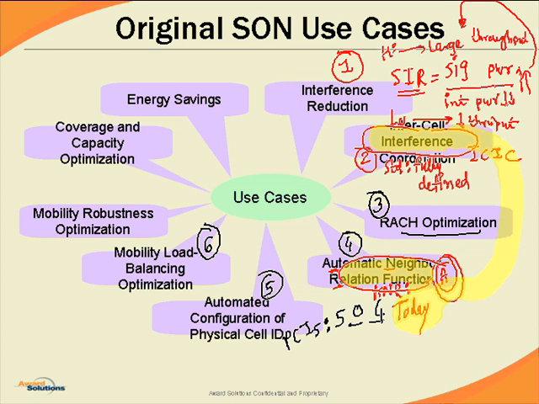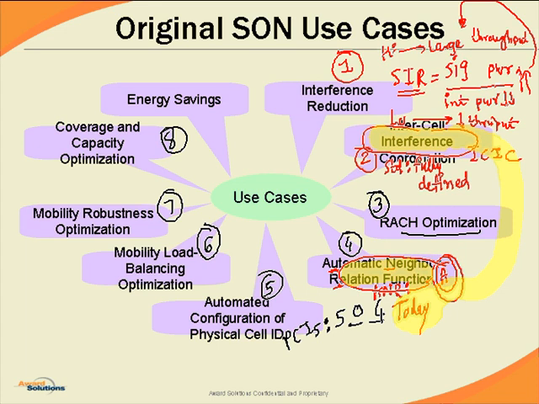Robustness: we just want to make sure that when we do handover, it is indeed successful. So we want to avoid handover that is too late, or handover that is too early, or maybe handover to a wrong cell. We want to make sure that the robustness is there in terms of being able to preserve the session after handover. So there is robustness optimization.